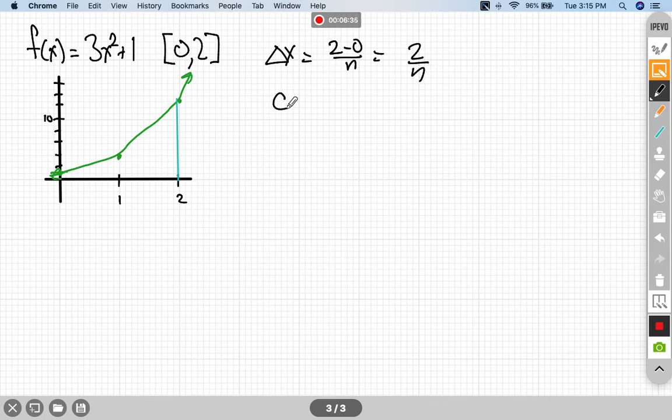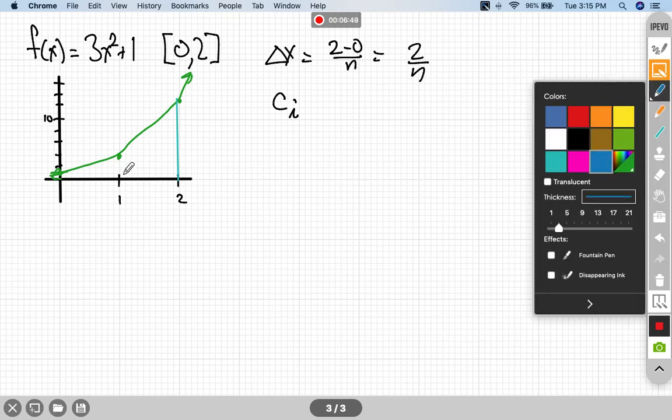I need to figure out what my c sub i is going to be. I'm going to pick some subinterval in here. And so this is my ith interval. I want to pick some point in here I can easily pull off. And I can pull any point along here. Now this is always increasing, so that's kind of nice.